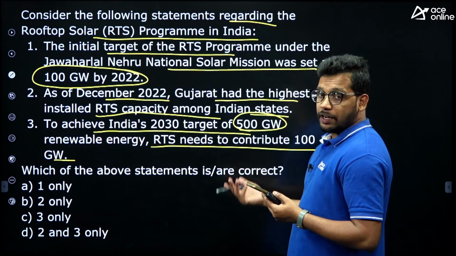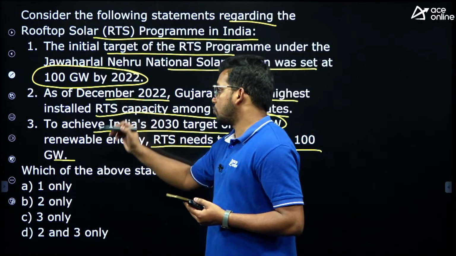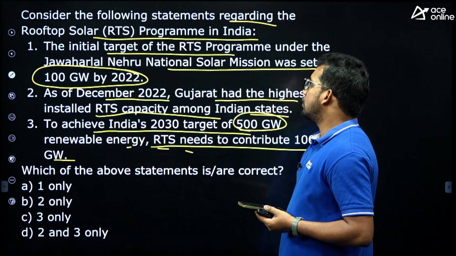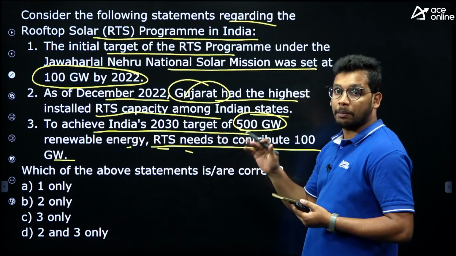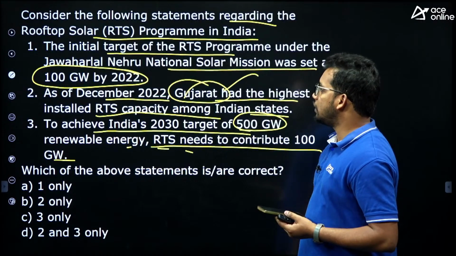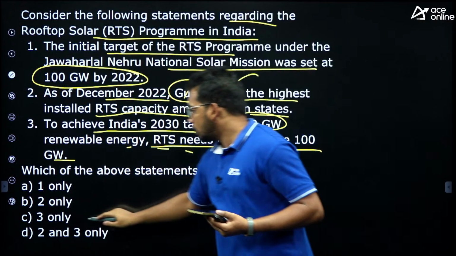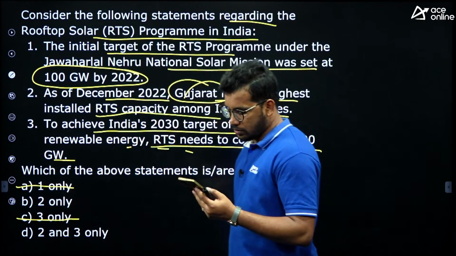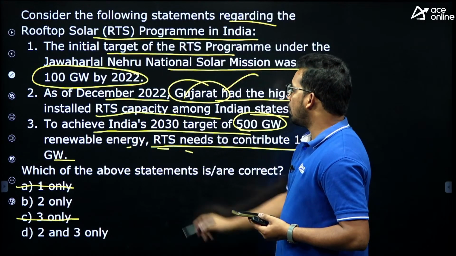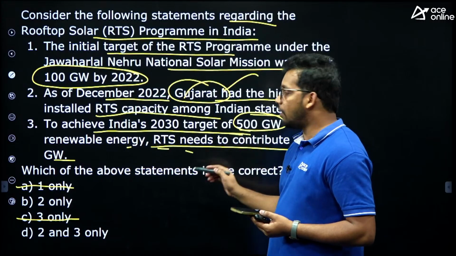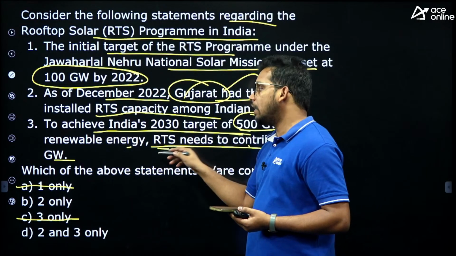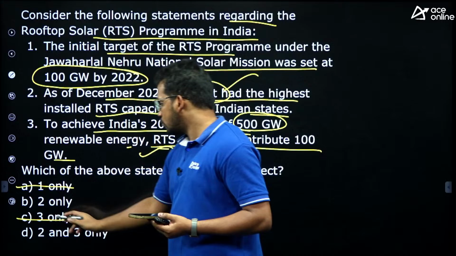Right, we had a very detailed discussion. You have to answer this question. Let's see the second statement. Gujarat had the highest installed, followed by Maharashtra and Rajasthan. We have seen this. So the second statement is correct. So you can eliminate 2 options, right? Then, to achieve India's 2030 target of 500 gigawatts, 100 gigawatts of rooftop was the target. Yes, this is also correct. So 2, 3 should be there.